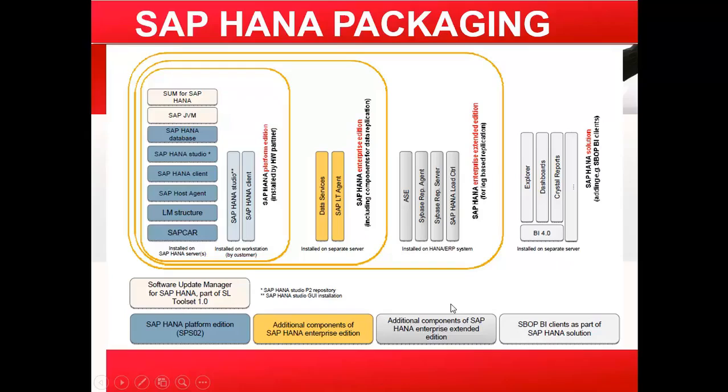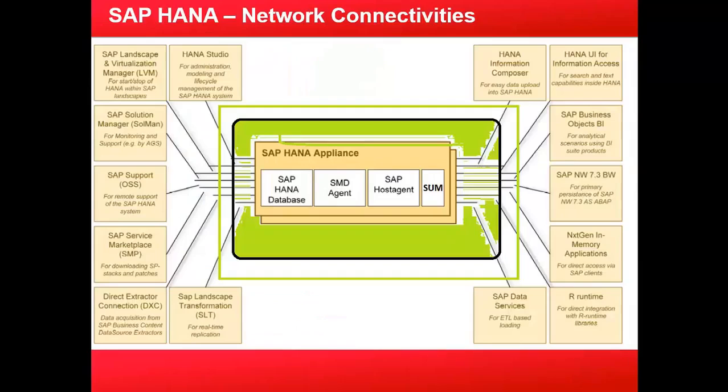Then if we go for the extended enterprise edition, we have ASC, Sybase replication agent, Sybase replication server, and HANA load controller. These are the additional components which come if you go for the extended enterprise edition. On the extreme right side you can see the other tools from the BI product portfolio, which are Explorer, Dashboard, and Crystal Report. So this is from the HANA packaging perspective that we just saw.